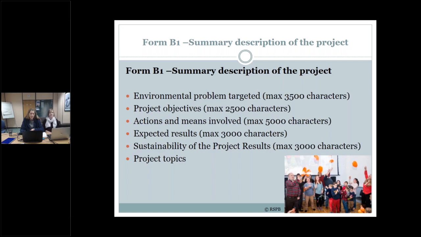So you also need to explain the environmental problem targeted, and you have 3,500 characters for that section. And that is a very important area of your application. You need to be as specific as you can. You need to describe the project area, what problem you're trying to address. You need to be able to describe the environmental problem within 2 sentences. If that's not possible, then you might wonder, is the problem too complicated to be solved by a LIFE project?